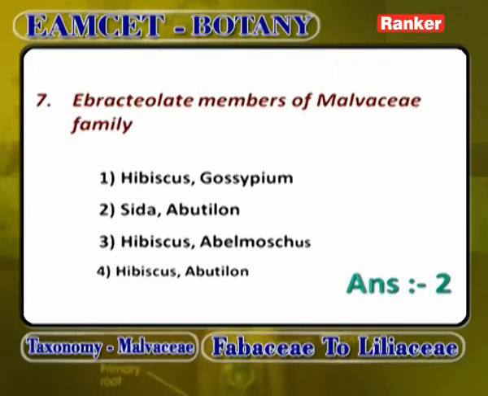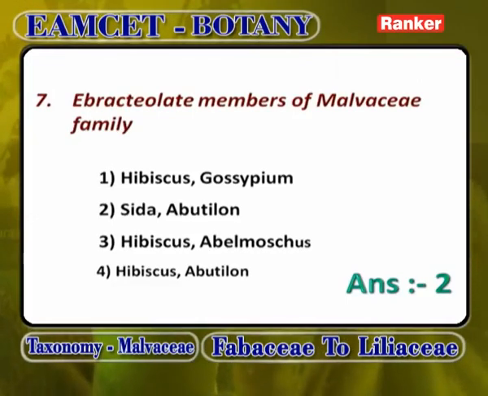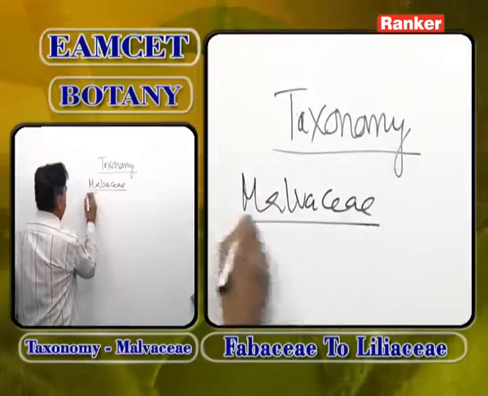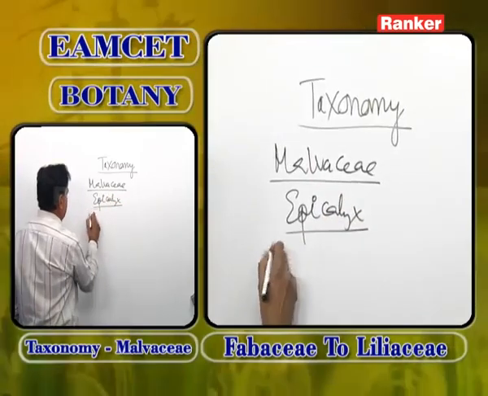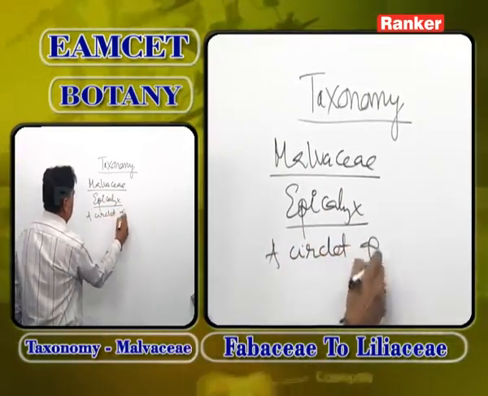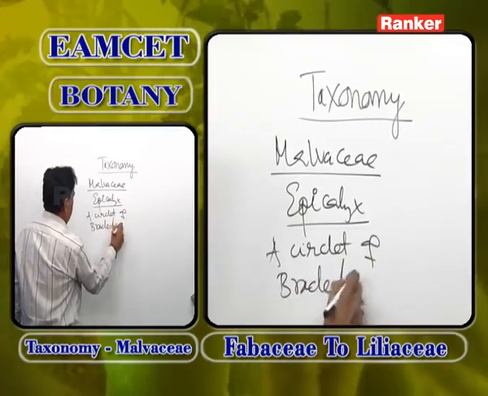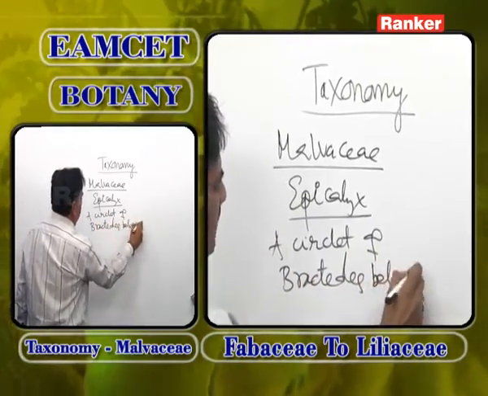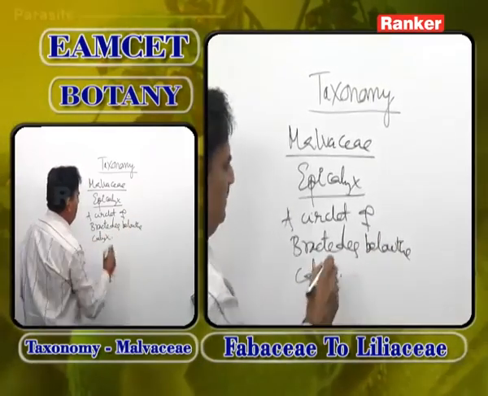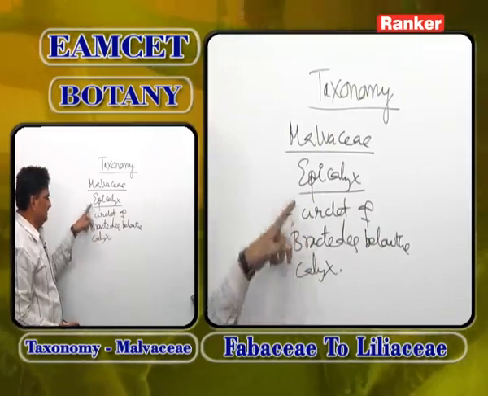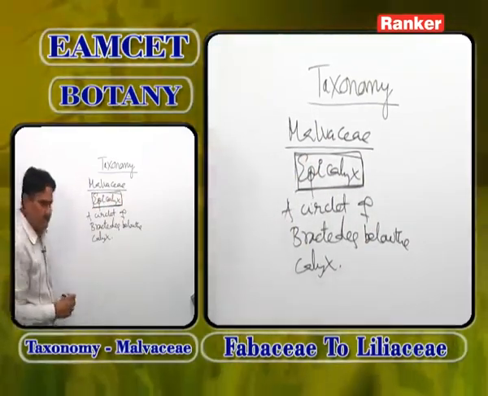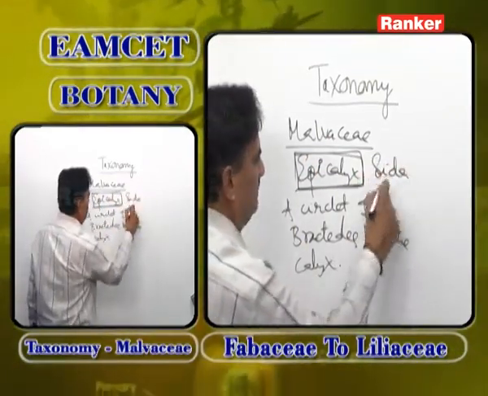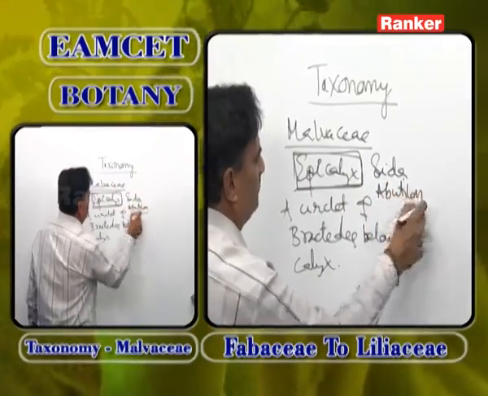Now, ebracteolate members of Malvaceae family. Malvaceae plants are known for epicalyx. Epicalyx is a circlet of bracteoles below the calyx. A circlet means a circle. A circlet of bracteoles below the calyx is epicalyx. This epicalyx is found in almost all plants of Malvaceae, but there are only 2 plants in Malvaceae, Sida and Abutilon, which do not possess epicalyx.